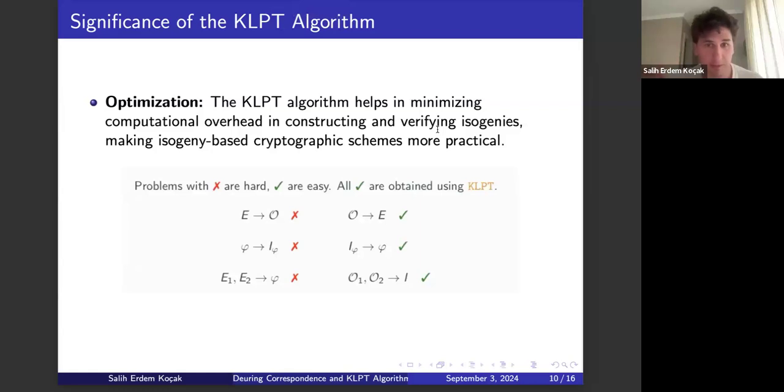And the significance of the KLPT algorithm is like this. Maybe we can look at this picture. I said that the ring correspondence gives us a connection between two worlds. In the world of elliptic curves, there are several problems and they are really hard to solve, at least we believe that they are. But in the world of quaternion algebras, thanks to the KLPT algorithm, some of the problems are easier.